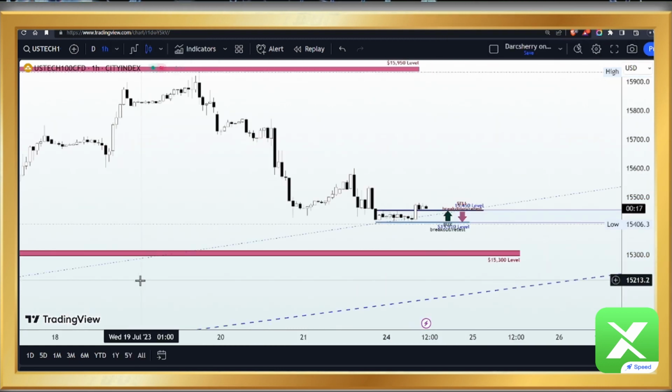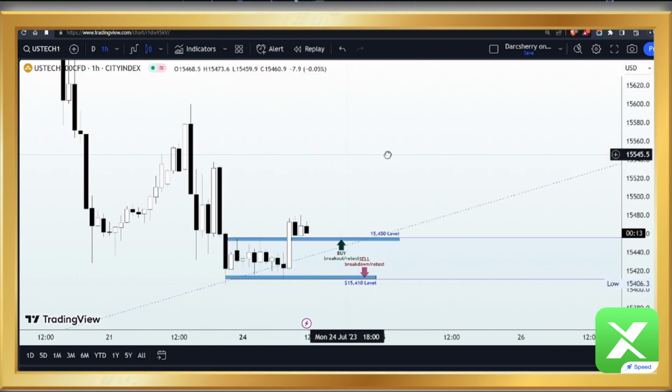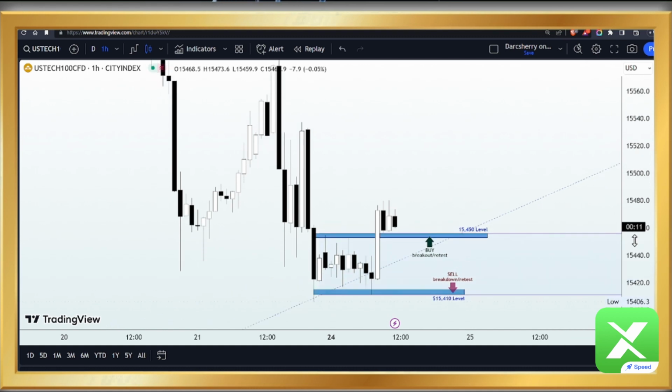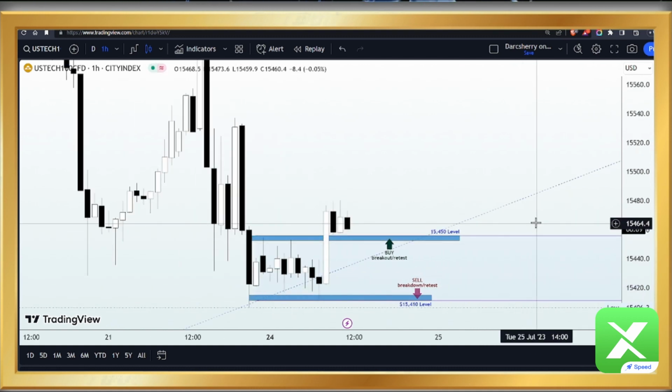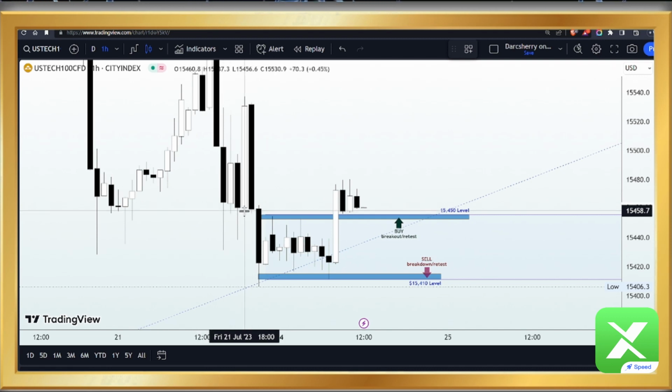So right here on the 1 hour time frame, this was what I was able to come up with while trying to dissect the current 1 hour time frame. Now, if you look at the structure closely, you will see that since the beginning of this week, price action has been very indecisive in this market.